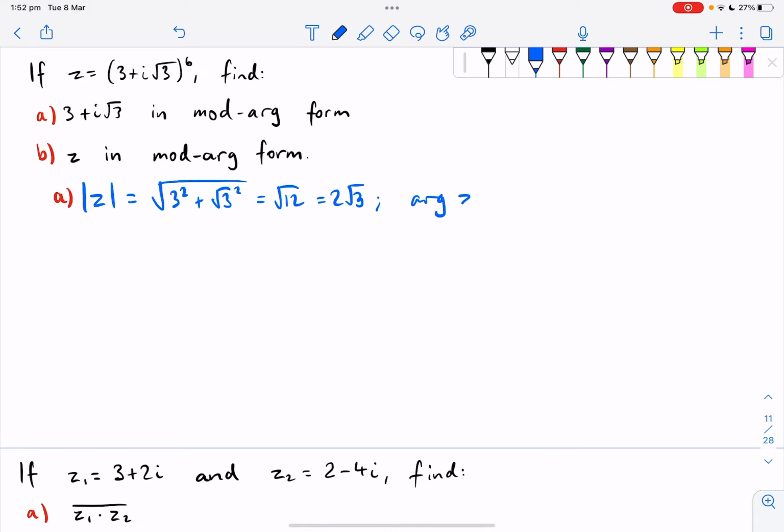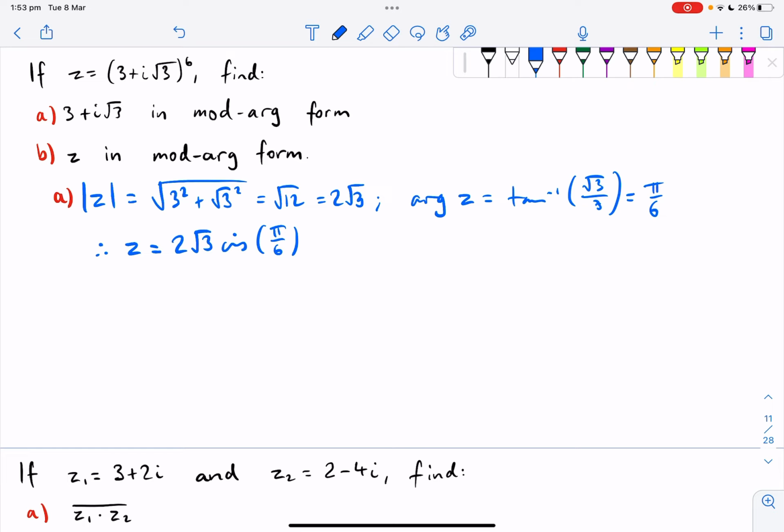And the argument of z equals tan inverse of root 3 over 3. Now, this is in the first quadrant, 3 root 3. So that's why I just took them as both positive. I didn't apply any techniques. And this is actually the rationalized denominator version of 1 over root 3. So the angle will come out as pi on 6. Therefore, z equals 2 root 3 cis pi on 6. That's part A done. Now part B.